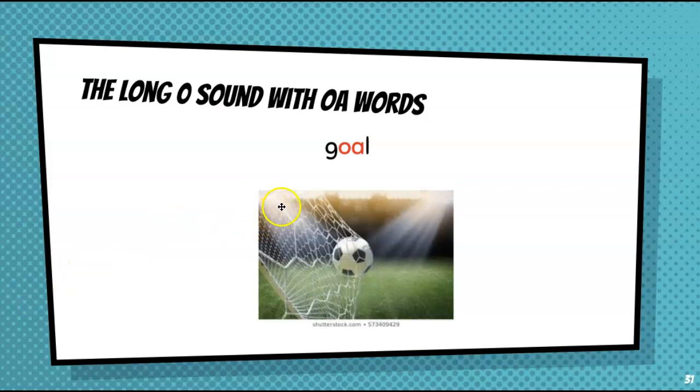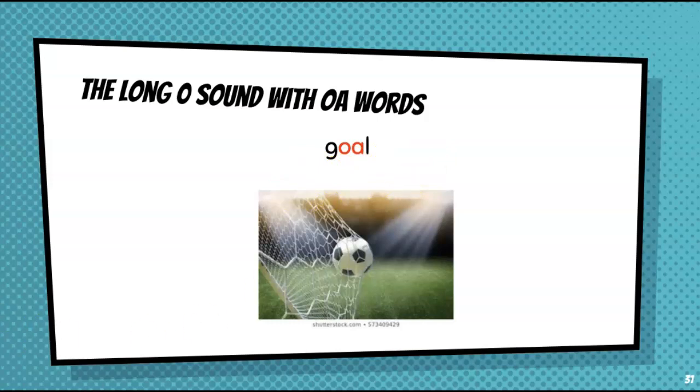You try this one. Remember, this makes the long O sound. Try it again. Let's do it together. G-o-l, goal, goal, goal.